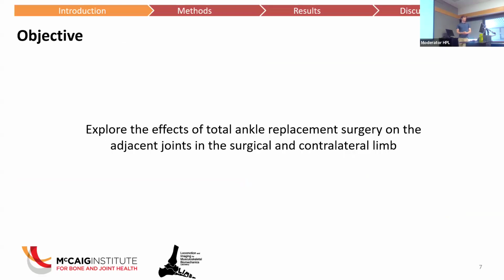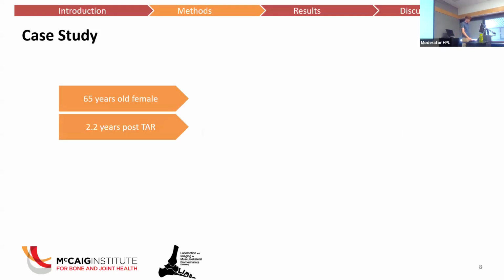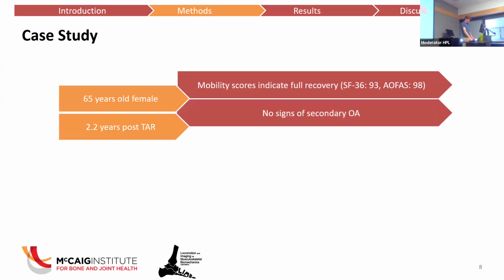The objective of the study is to explore the effects of total ankle replacement surgery on the adjacent joints in the surgical as well as the contralateral limb. For this study, we had a single participant, so we had a case study. This was a 65-year-old female who was about 2.2 years post-TAR surgery. Her mobility scores through some surveys indicated a full recovery. So pain and mobility wise, she would be considered a healthy, active individual.